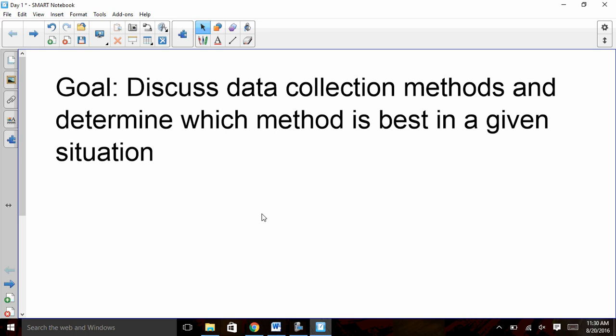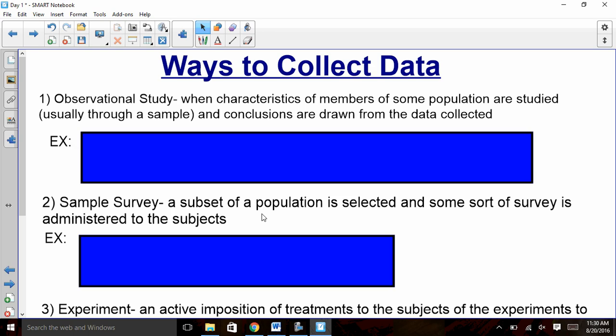So today we're going to go ahead and discuss what kind of data collection methods there are. So, ways to collect data. There are three different ways to collect data: observational study, sample survey, and experiment.